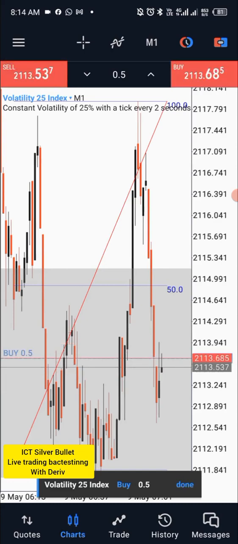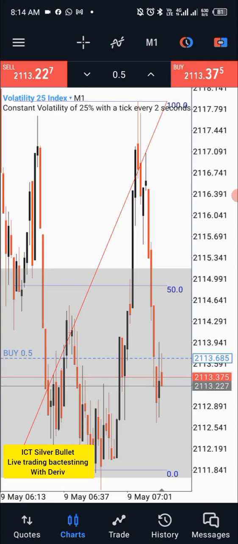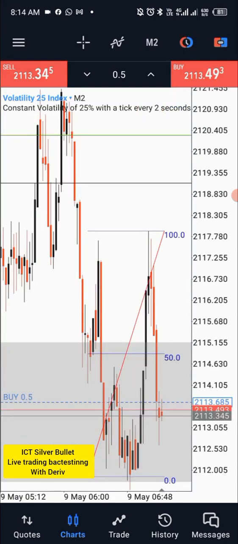Okay. Take it inside the range back. Open. Alright. Close inside the range. So, looking for the entry. Lower low.